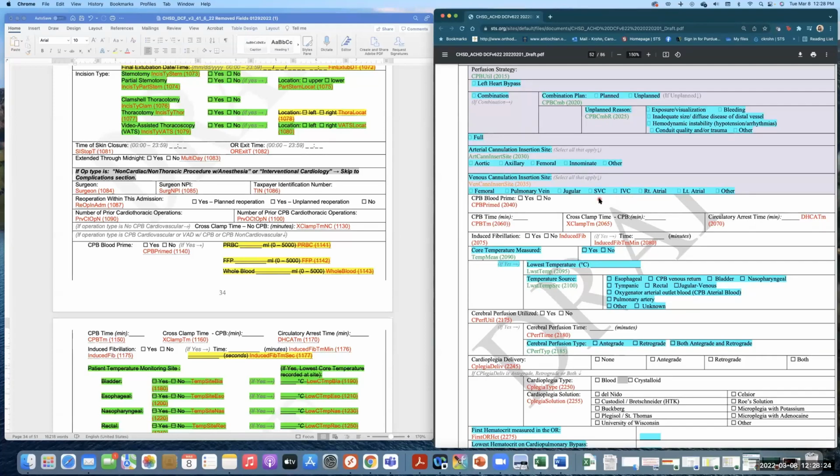insertion sites for bicaval. In the adult, for those of you, because I see some names here, they're on to do the adult too. For those of you in the adult, we don't have the IVC choice, so we need to add it to adult with the next upgrade. So for bicaval, it would be SVC and IVC.